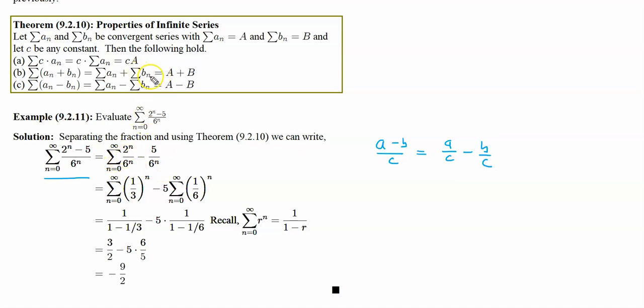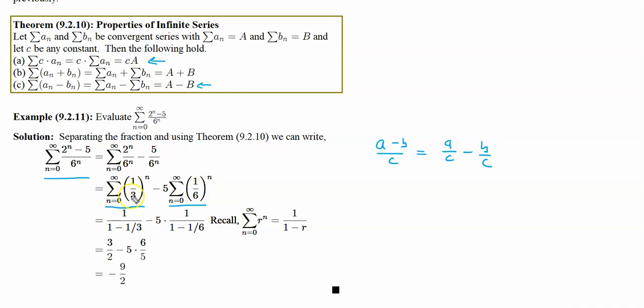Then we can use property C and split this summation up like this. You notice that we distributed the summation to the first term and then the second term, and we have minus in there. And also at the same time, notice that we pull the 5 out in front of this summation. That's using part A from this theorem. And we also wrote 2^n over 6^n as (1/3)^n. So now you clearly see that we have two geometric series.